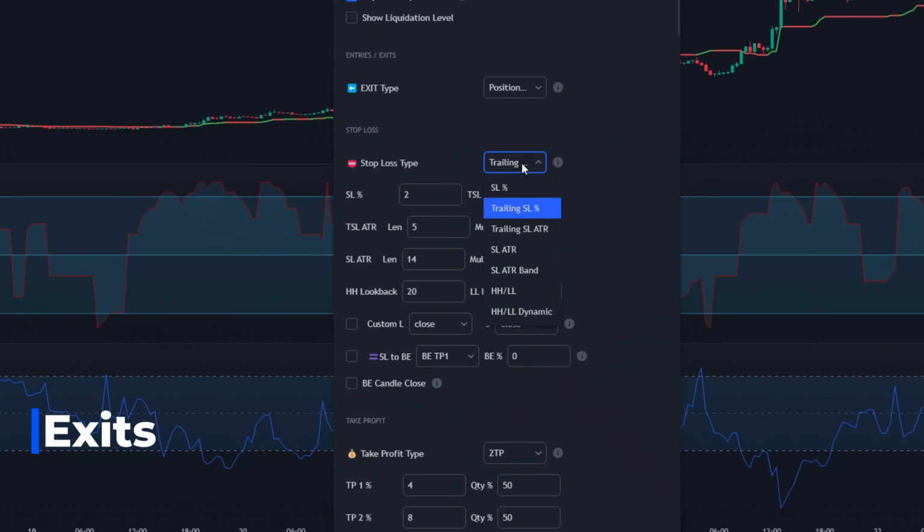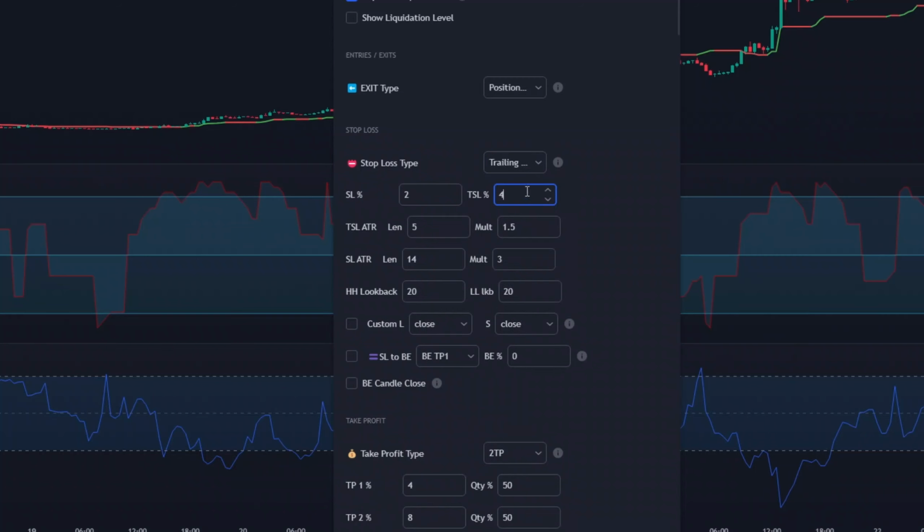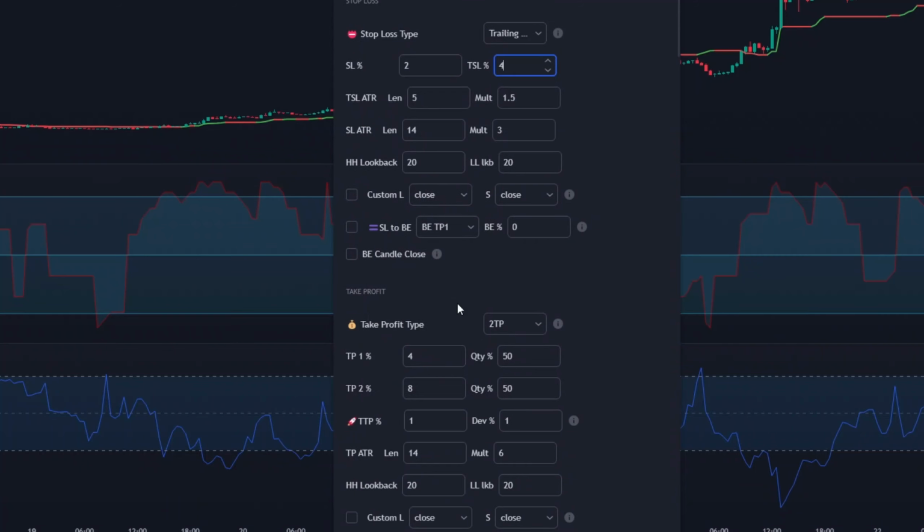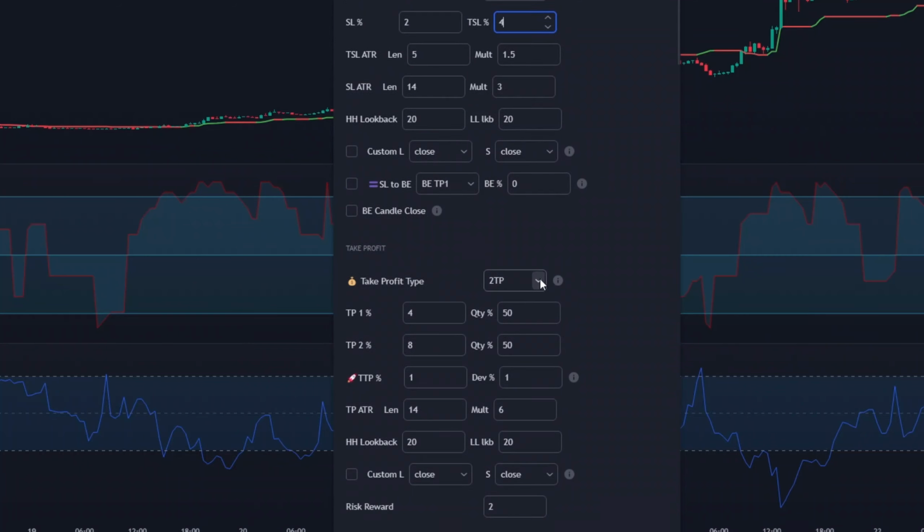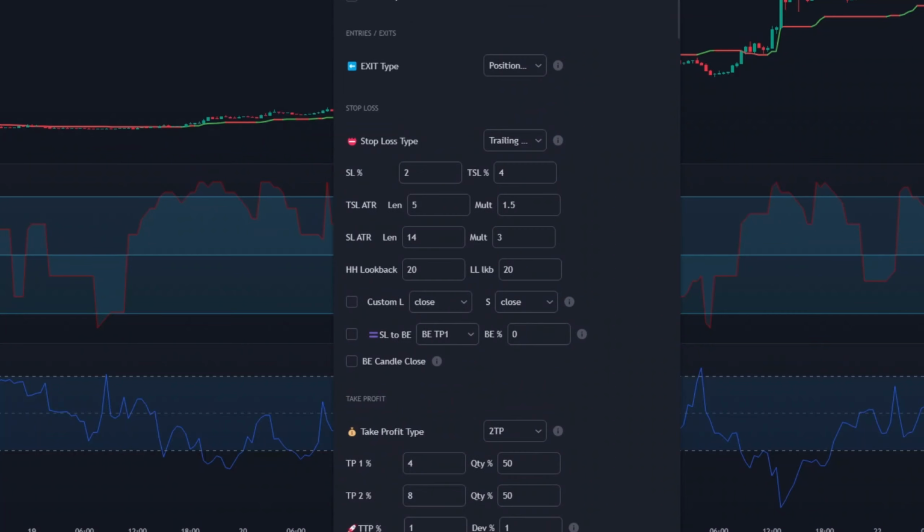And that's fine, guys. Now, in order to finish our strategy, we just need to set our exit rules. For a stop loss, we're gonna set trailing stop loss percentage with a 4% distance from our entry, whereas for a take profit, we're gonna set double take profit. The first take profit will be 4% and we're gonna close 50% of our position, basically half of our position, and the second take profit will be set at 8% distance, and we close the remaining 50%. Let's check some trades on a chart.